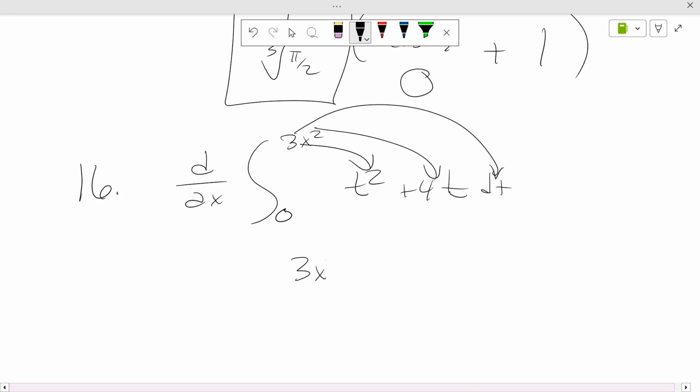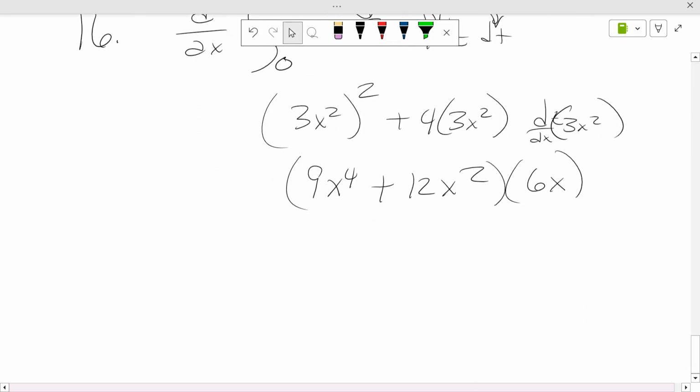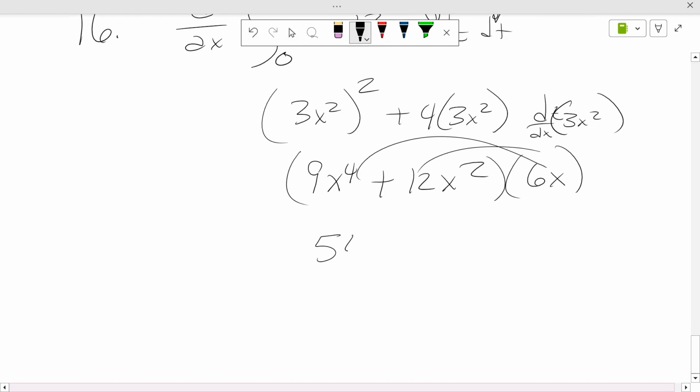So it's 3x squared plus 4 times 3x squared times the first derivative, so d dx of 3x squared. So it's 9x to the fourth plus 12x squared times the first derivative of that, which is 6x. And if we distribute, we get 54x to the fifth plus 72x cubed, which is choice D.